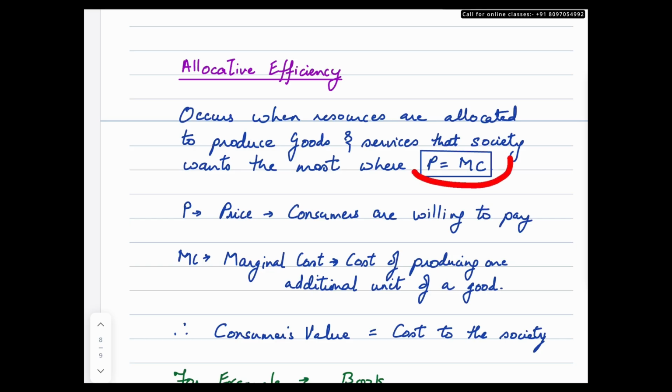And when price is equal to MC, it means that whatever the society or the consumers value would be equal to the cost of producing that particular commodity, and it is exactly equal to it. This is what allocative efficiency is. That means we are producing the exactly correct amount. We are neither underproducing nor overproducing.